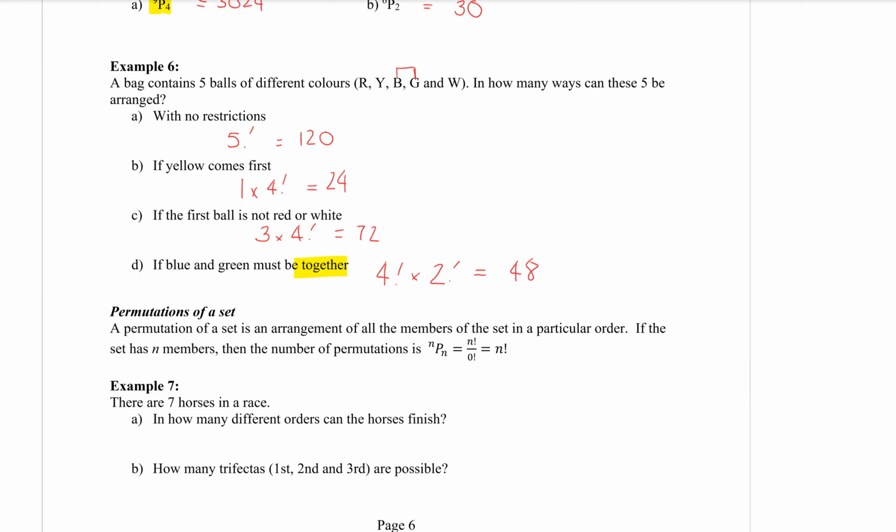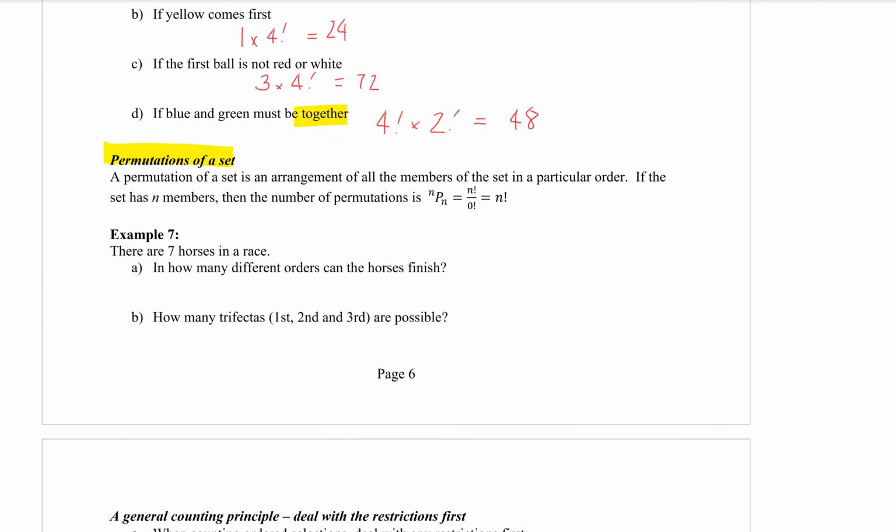Okay, permutations as a set. We're getting close to the end now. A permutation of a set is an arrangement of all the members in the set in a particular order. We've talked about that. The order is important. If there are n members, then the number of permutations is, well, we usually see nPr. So this is trying to show you, if I have 5 things and I want to put 5 things in order, it is 5P5 or nPn. It's just saying I have 5 things and I want to put 5 things in order. So the number here is actually the same as the number there.